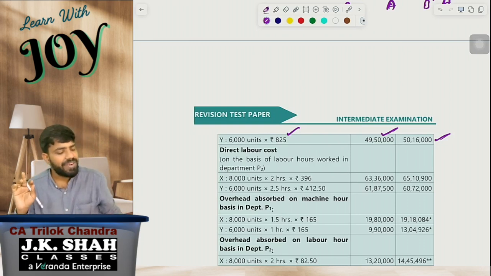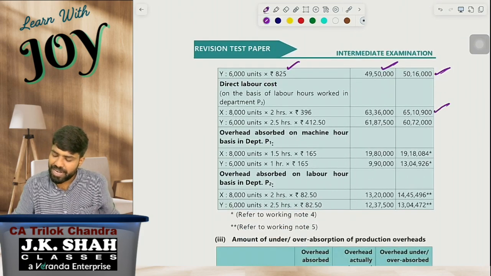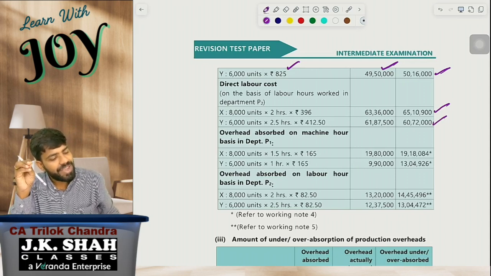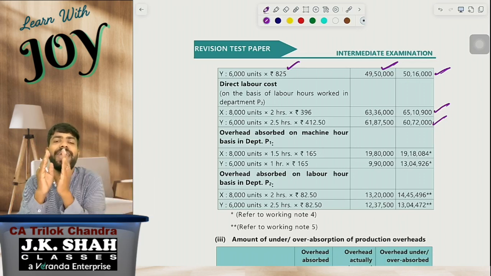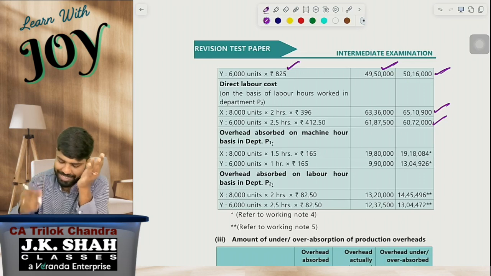Same way, labor cost. Labor cost actual is given directly. How much is the actual? 65 lakh 10,900 for X, 60 lakh 72,000 for Y. When it comes to labor cost, the average wage rate budgeted in department P2 is 396 per hour. So what we need to do? 8,000 units in P2 department. How many hours is it consuming? Product X 2 hours.